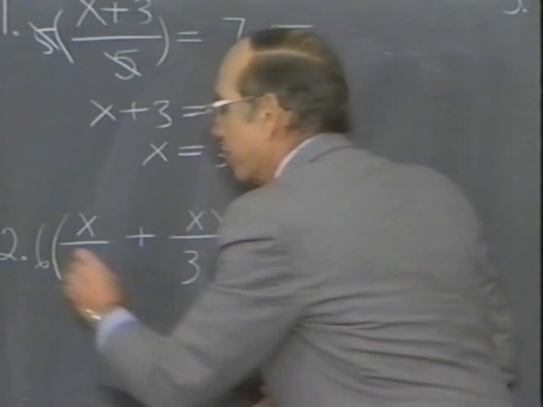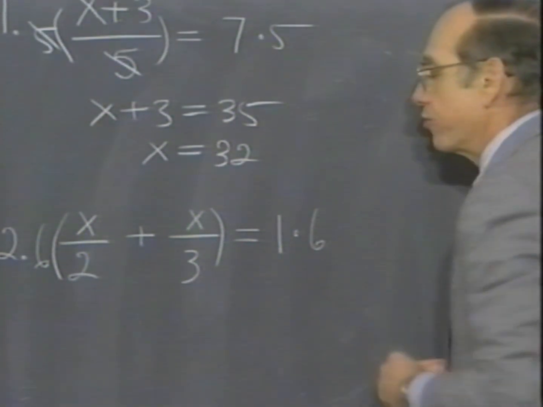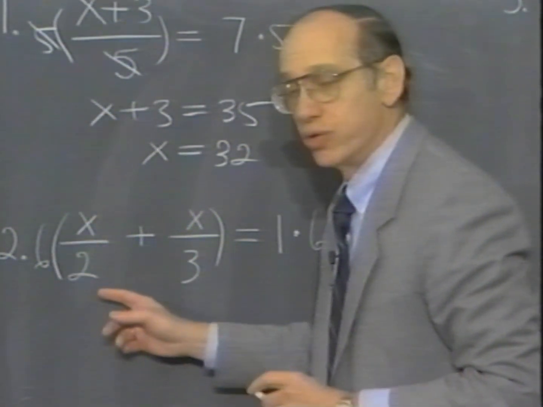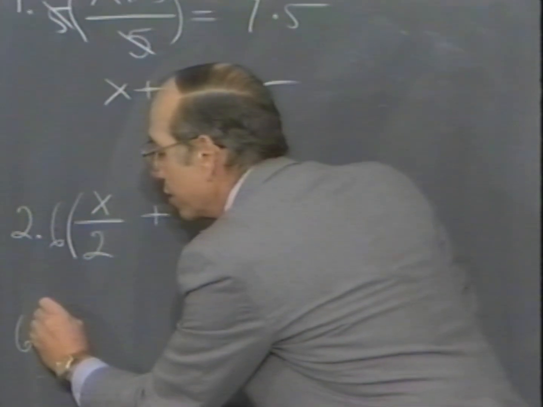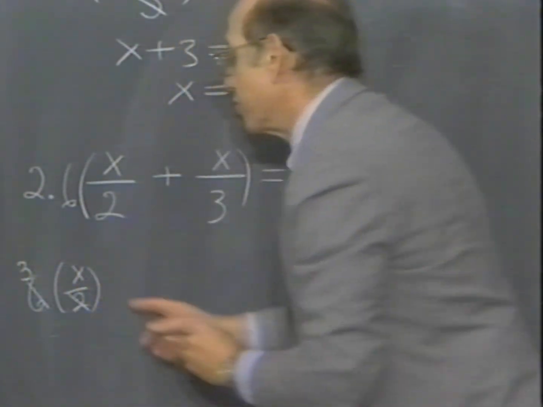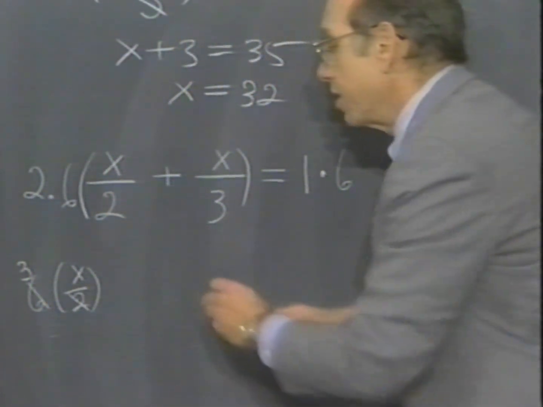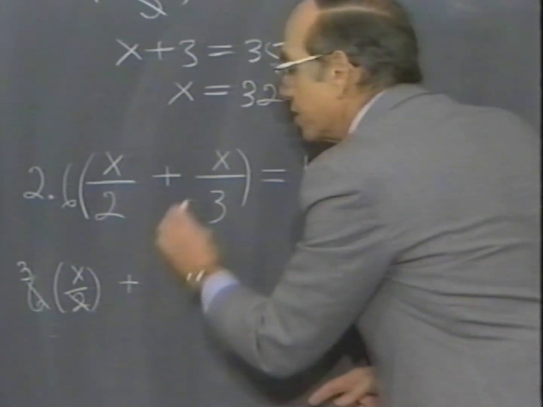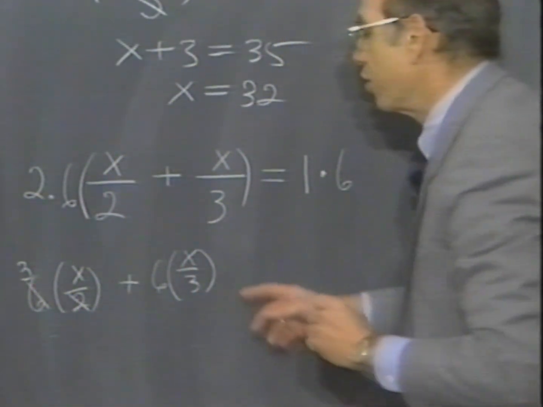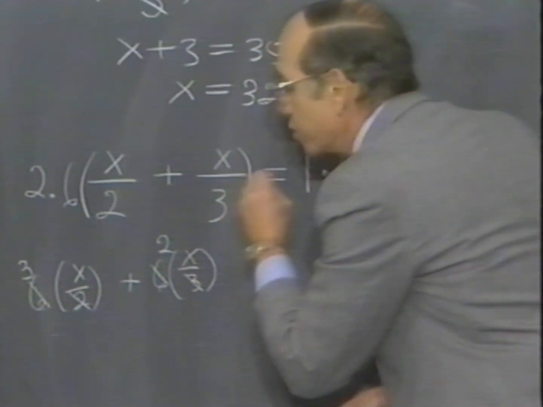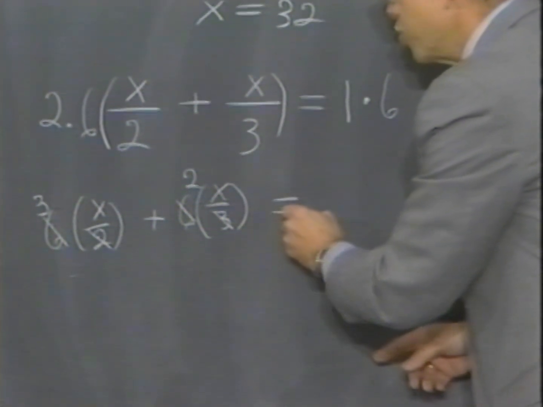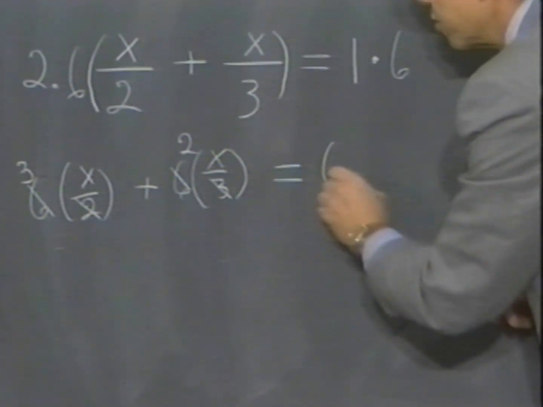So I multiply the left-hand side by 6, and I multiply the right-hand side by 6. Now what happens when I multiply x over 2 by 6? Let me just write that down. This is 6 times x over 2. The 2 divides into the 6, giving me a 3, so that this term really becomes 3x. At the same time, I'm multiplying this second term over here by 6, so I really have 6 times x over 3, and the 3 divides out, leaving me just the 2. So in fact, this first term has become 3x, and the second term has become 2x. And of course, it's equal to 1 times 6, or 6.